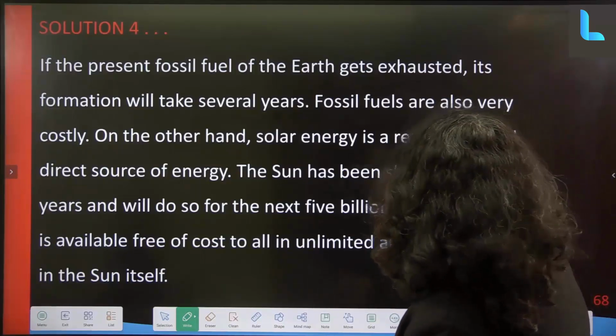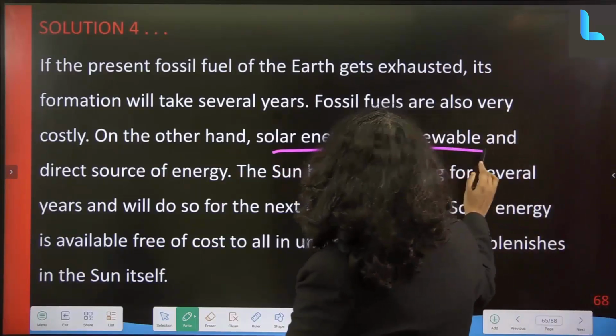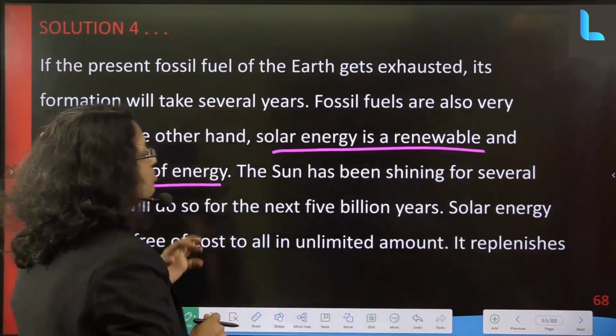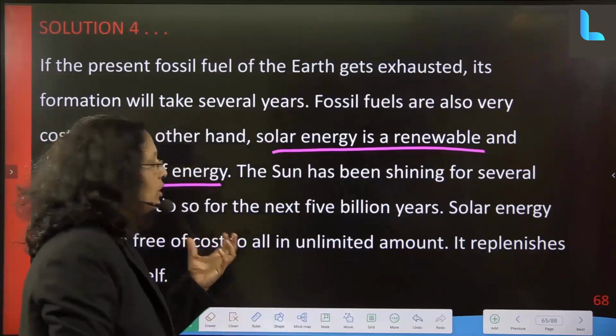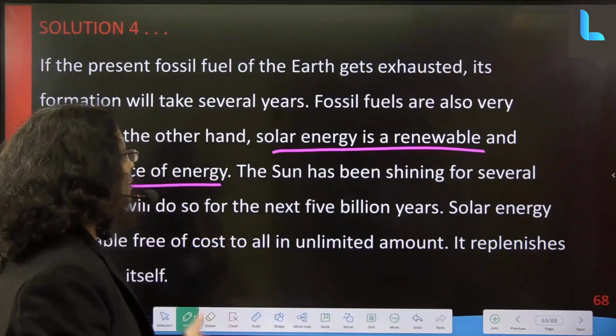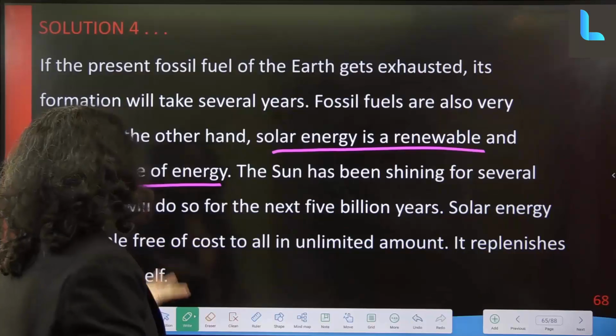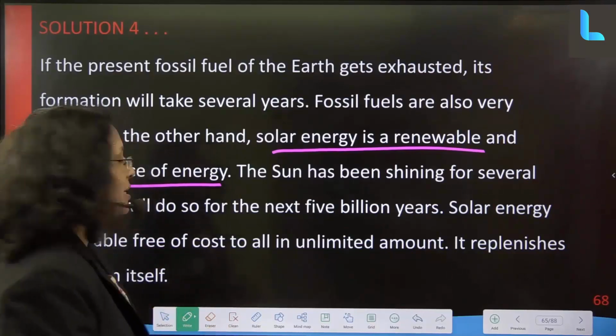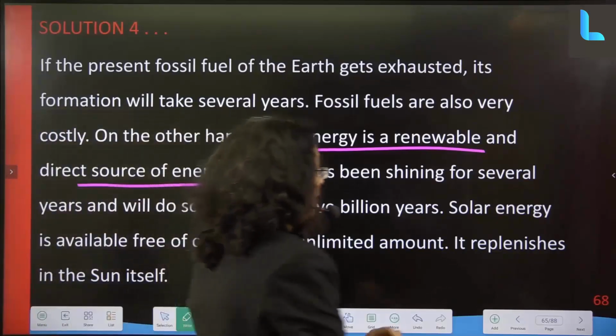On the other hand, solar energy is a renewable and direct source of energy. The sun has been shining for several years and will do so for the next 5 billion years. Solar energy is available free of cost to all in unlimited amount. It is replenished by the sun itself.